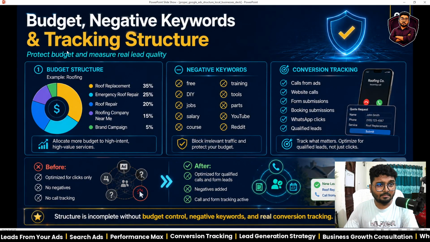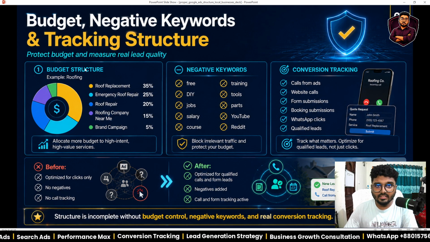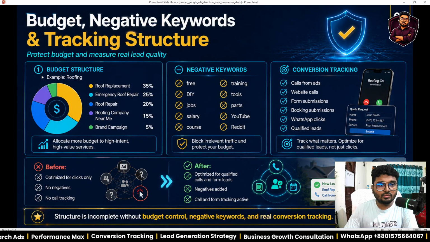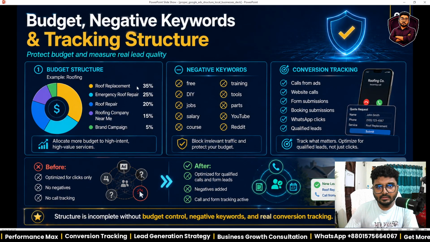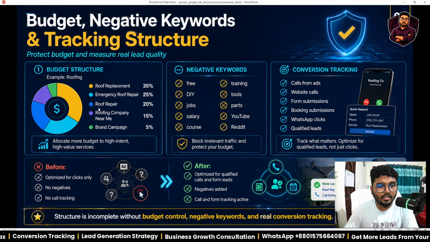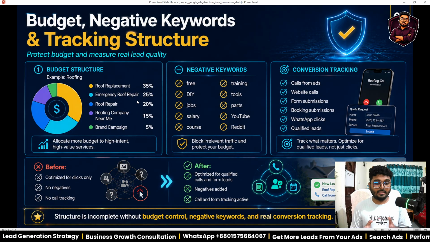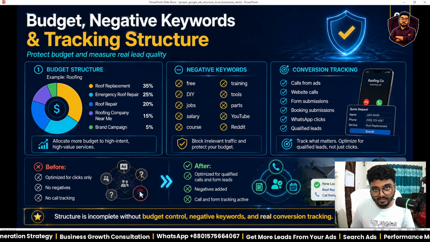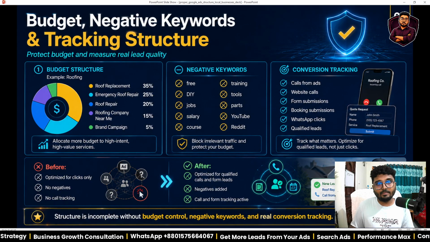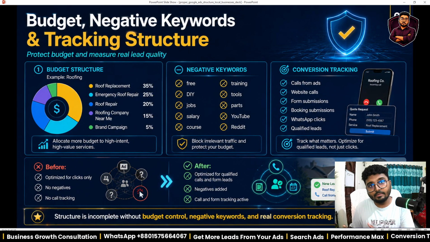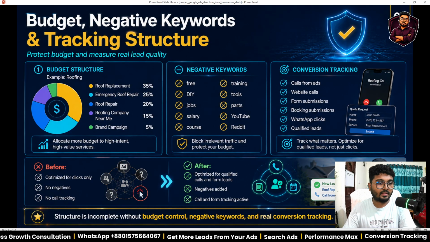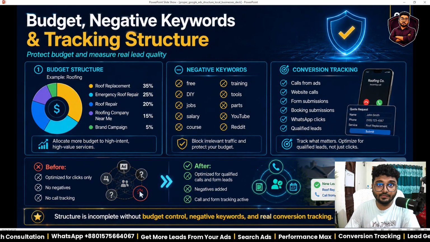And another thing is budget, negative keyword, and tracking structure. So budget structure, example roofing: roofing replacement 35%, emergency roof repair 25%, roof repair 20%, roofing company near me 15%, brand campaign 5%. It means if I have a 100% budget, I put my budget into different ad groups in different percentages. This is an example, and it can be changed. It's not a fixed thing.